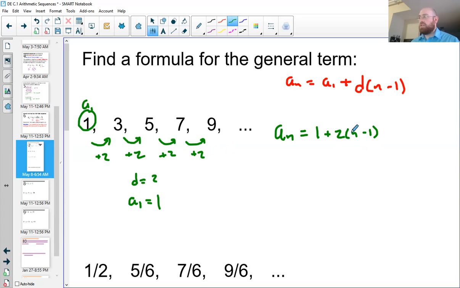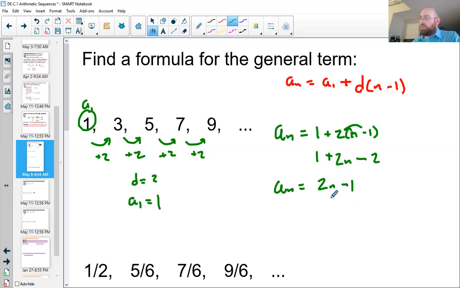Plugging this into our formula, we have an is equal to 1 plus 2 times n minus 1. Now you could leave it here, but if we want to write our expression more concisely, we can distribute and simplify. So I'll have 1 plus 2 times n minus 2, because we're distributing this 2 to both terms. Combining like terms, we have 2n minus 1.